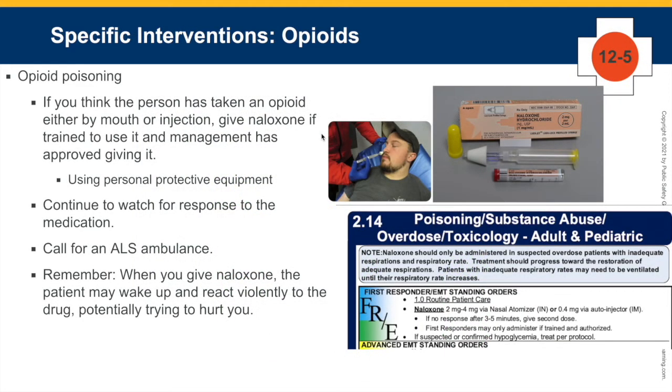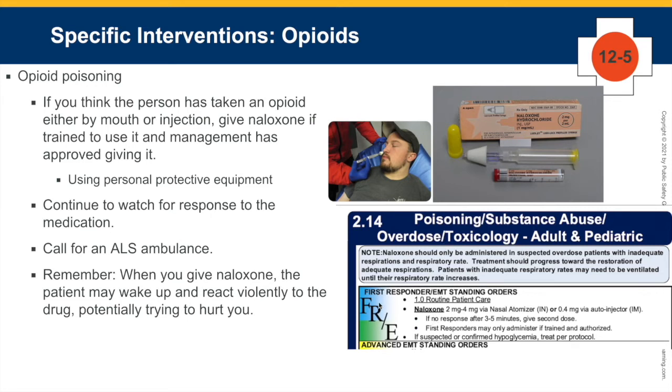All right, so pretty much statewide now, for opioid emergencies, we carry Narcan, which is the drug naloxone, okay? And it comes in these atomizer sprays. It's a liquid that is intranasal, so you spray it up the nose. And I included a little screenshot of the state protocols here. So basically, here's our little note: it's only for suspected opioid patients with diminished respirations and respiratory rate. We may have to ventilate them as well.